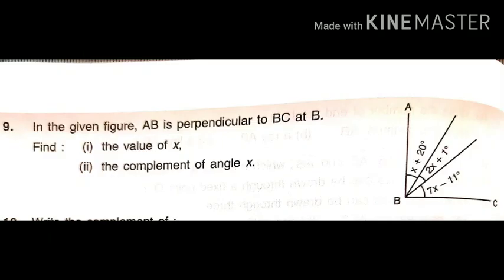Check next question. In the given figure, AB is perpendicular to BC. AB is perpendicular to BC. It means perpendicular means they are making angle 90 degree where they are meeting. Okay. Now you see solution of this question very nicely.